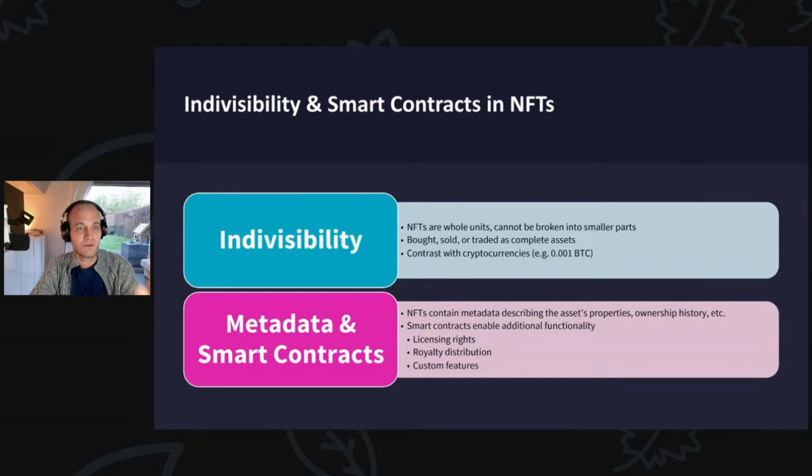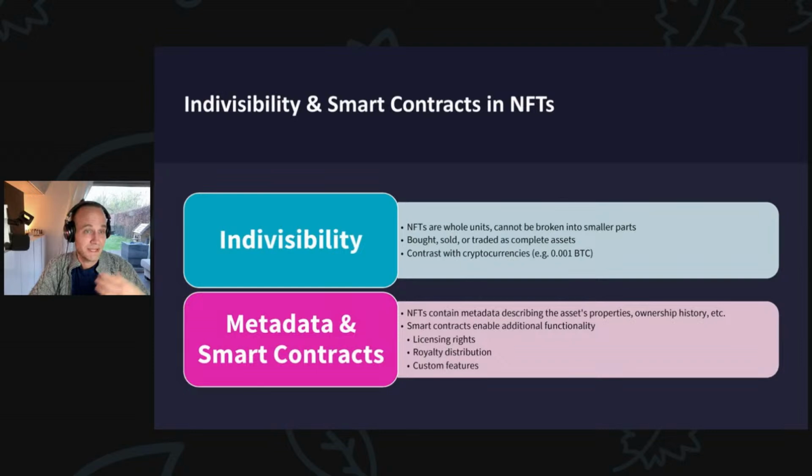And that is the contrast with cryptocurrencies, because instead of one Bitcoin, you can cut it into, let's say, 1,000 pieces and have 1/1,000 of a Bitcoin. You can buy that. So that's possible. That's the difference between NFTs and cryptocurrencies, one of the differences.